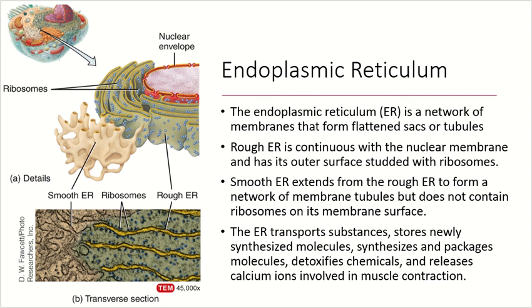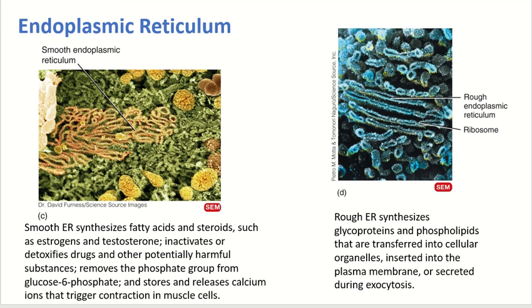The endoplasmic reticulum is going to transport substances, store newly synthesized molecules, as well as synthesize and package molecules. It's also going to be important for detoxifying chemicals and releasing calcium ions that are involved in muscle contraction. So here's just a quick look at the two different types of endoplasmic reticulum. We've got our smooth endoplasmic reticulum and our rough endoplasmic reticulum, and they do have some slightly different functions.